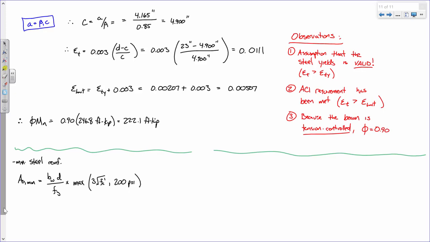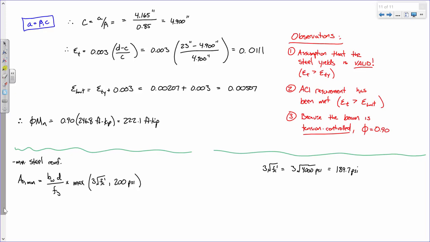Over here off to the side, 3 square root of f'c. What was f'c for this problem? 4,000 psi. So it's 3 square root of 4,000, right? You put in psi, you get out psi. Don't forget that. So what is 3 times the square root of 4,000? 14? No, that's your modulus of rupture. 189.7 psi.